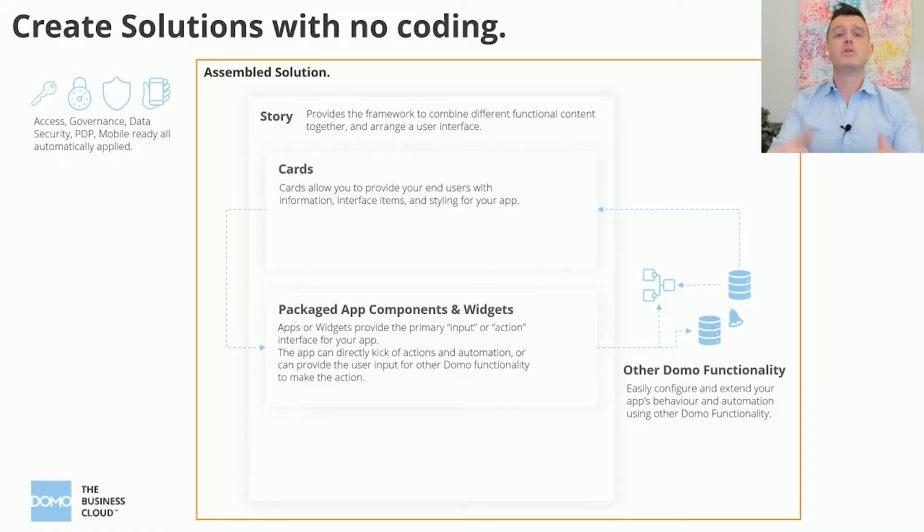We then use one of these packaged app components or the widgets, and these provide you that input. It's the interface to record an action or to make an action happen. Those apps can also facilitate some of the automation as well. From there, once that input or that action has been taken inside of that app itself, that's obviously going to be written out to a data set somewhere in Domo, and that's where we start to bring in the other Domo functionality. In a whole lot of cases, that's going to be Magic ETL.